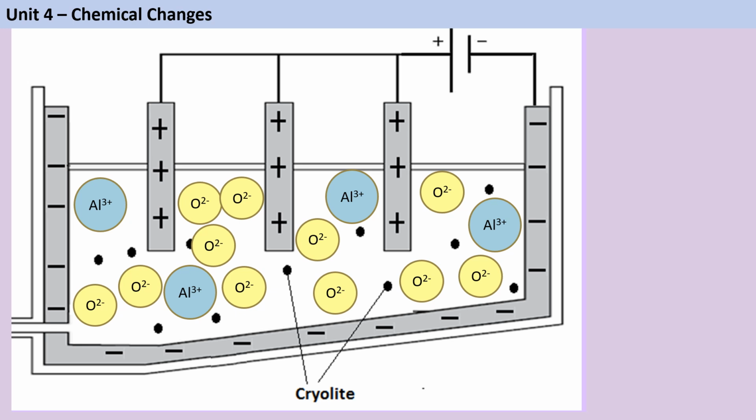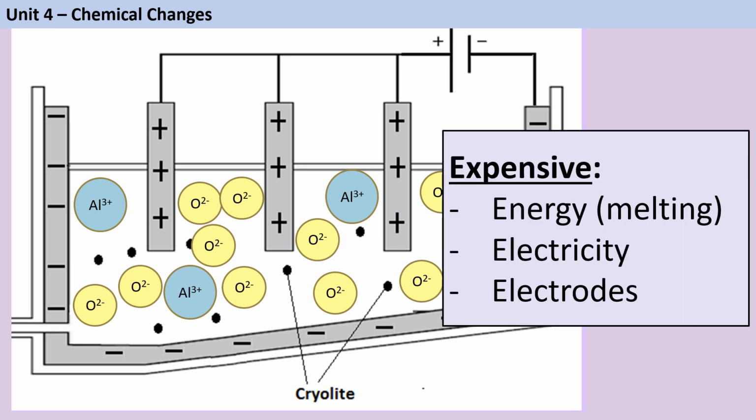It's a lot like salting the roads to prevent water from freezing at such a high temperature. Over the course of this reaction, the aluminium ions will move to the negative cathode and the oxide ions will move to the positive anode, and both of these will be discharged. This is a very expensive process, and we only use it because we have no other options.